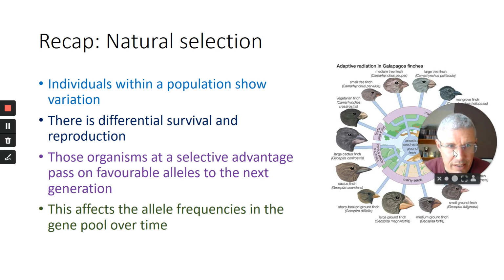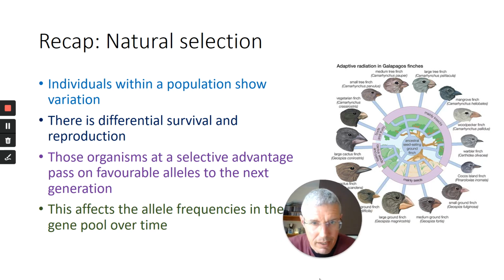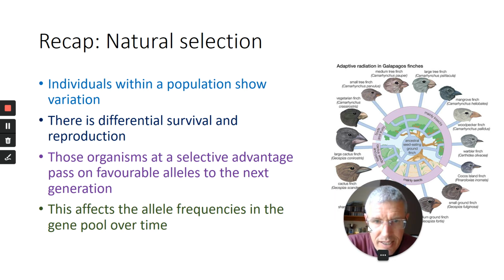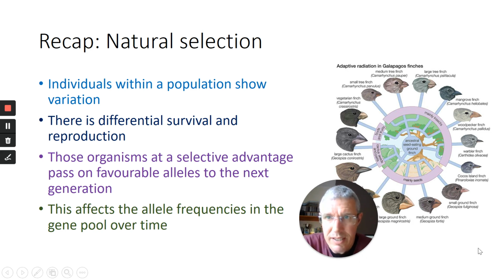So I think you've seen this a few times in this topic. So just to recap, individuals show variation, and usually parents will overproduce, so not all of their offspring will survive. That's that word, differential survival. Those at the selective advantage pass on those alleles, and that affects the allele frequency over time.